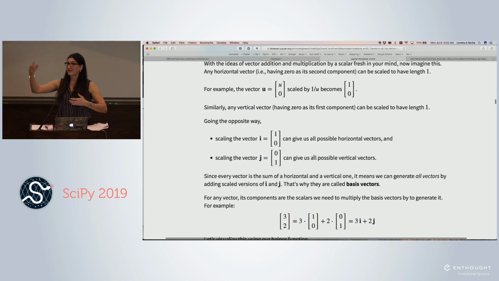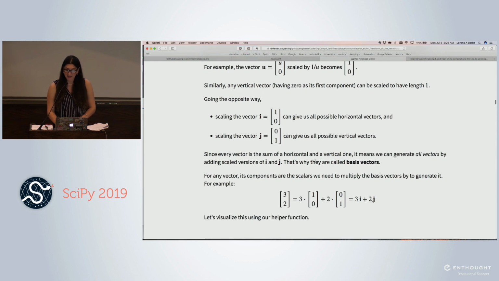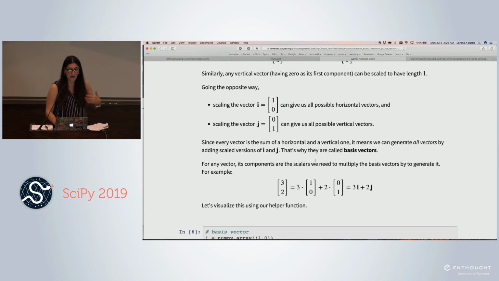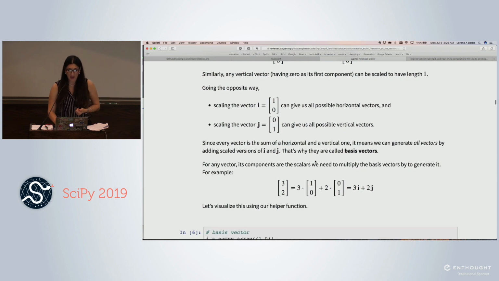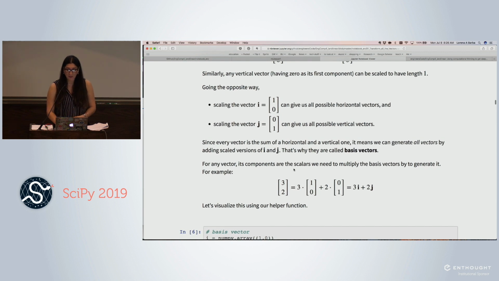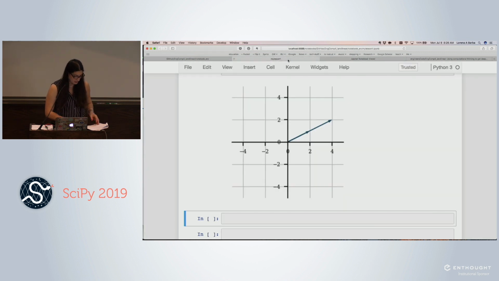Going the opposite way, if I can scale a horizontal vector to get 1, 0 and scale a vertical one to get 0, 1, then I can create any horizontal vector from 1, 0 and any vertical vector from 0, 1. Once I have a horizontal and a vertical vector, I can add them together to get any vector in space. This is why these are called basis vectors: we can generate all other vectors by adding scaled versions of them.